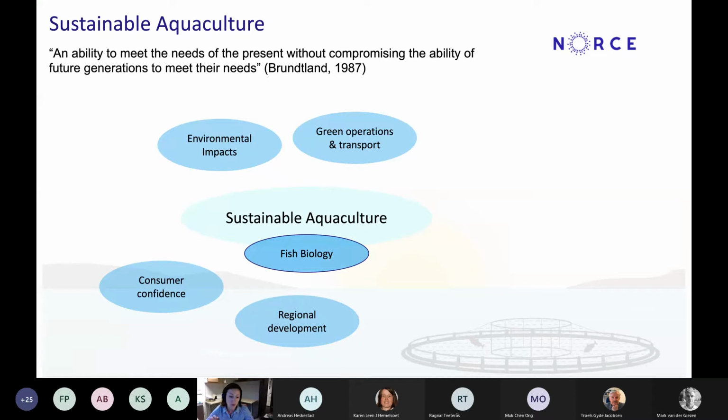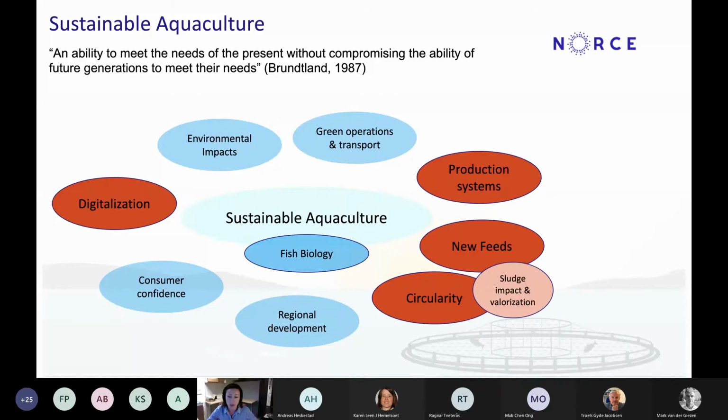Here, fish biology is very central in sustainable aquaculture. And around that come different aspects: the environmental impacts, green operations and transport, consumer confidence. But for today's talk, I'll be focusing on production systems, new feeds, circularity, digitalization. Many of you will recognize their logos and contributions, hoping that I didn't forget anyone. So I will start with a really good example combining all these four aspects.